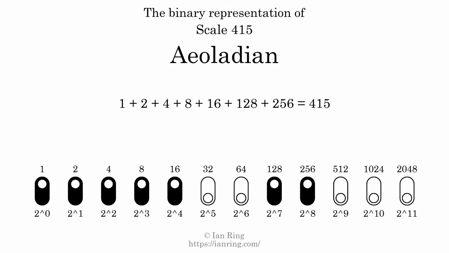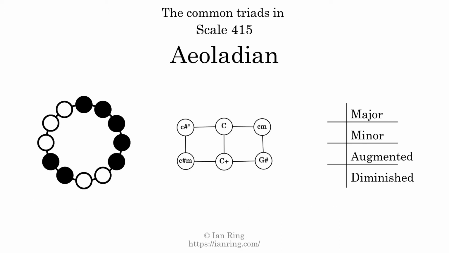The scale number not only enumerates the scale with a unique index, but it also literally describes the tonal content of the scale. Represented as a binary number in base 2, the scale number is 0001100111111. Here are the common triads present in this scale.